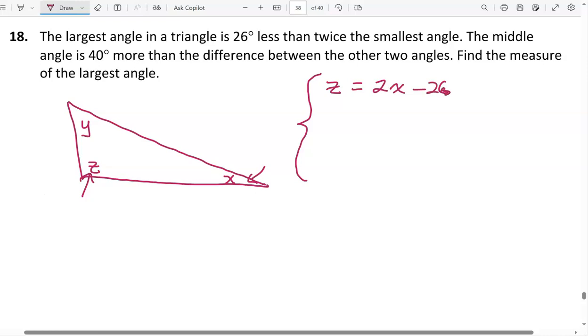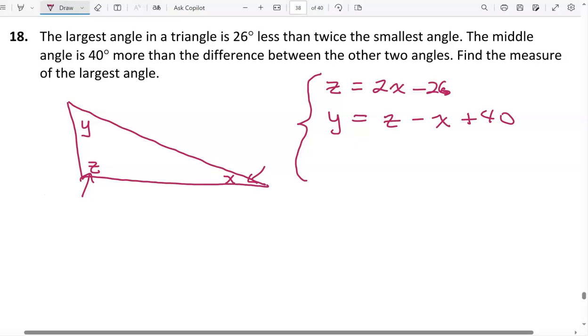And then the middle angle, y, is 40 more than the difference between the other two angles. So the difference between the other two angles would be z minus x, the bigger minus the smaller, but 40 more than that, so add 40 to that. And then we're going to find the measure of the largest angle.